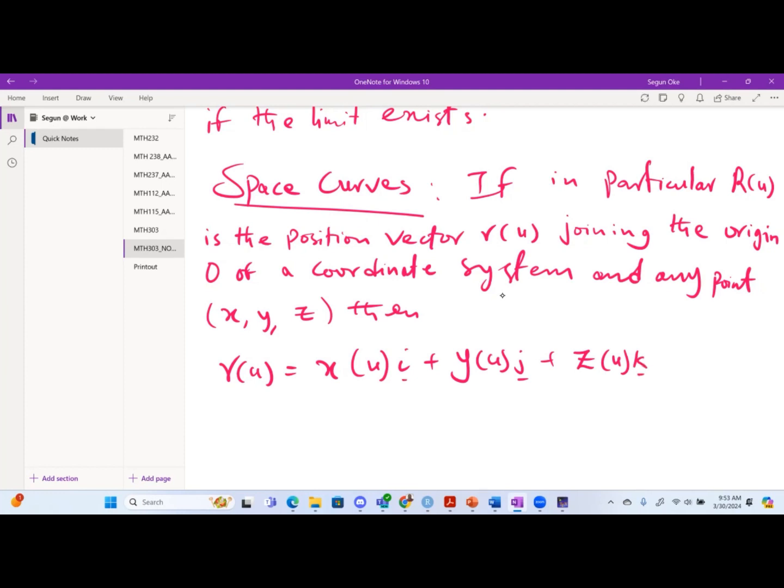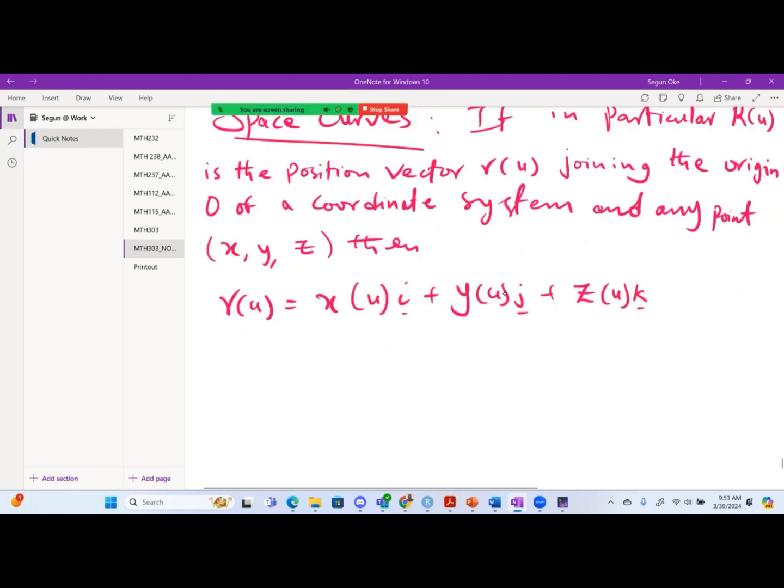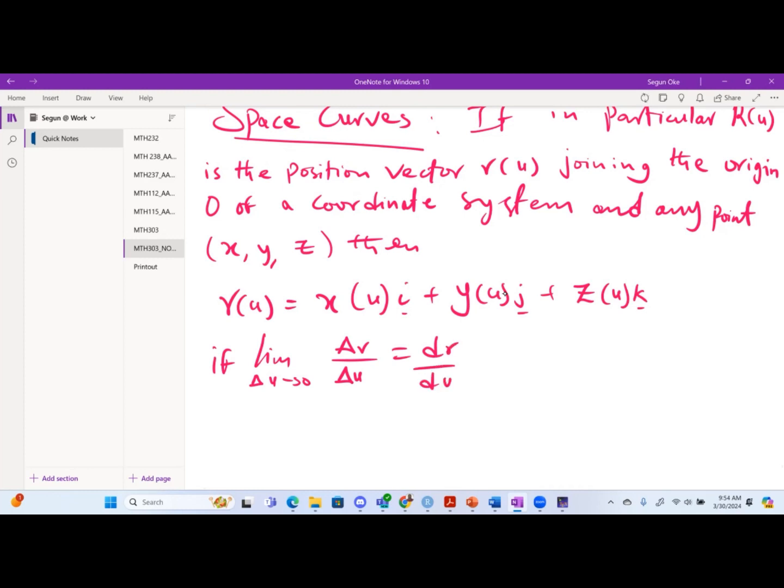So in this case, now that we have the specification of the vector function of u and define it as x, y, and z functions of u, we can also check if the limit exists at this point, by saying if the limit as the change in u tends to 0, that is change in r over change in u, equals dr/du, exists.